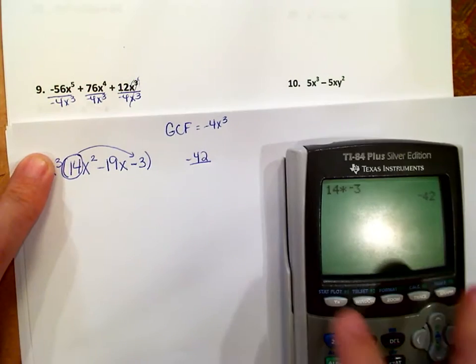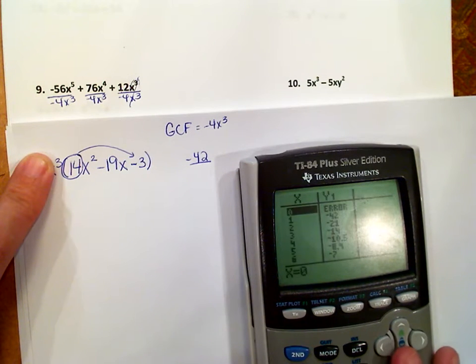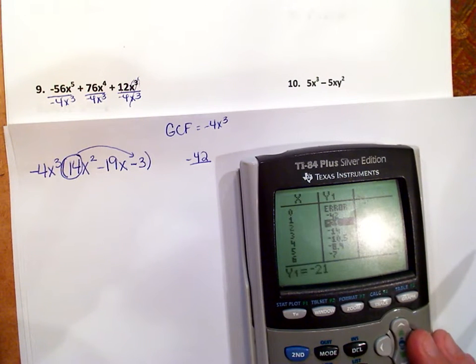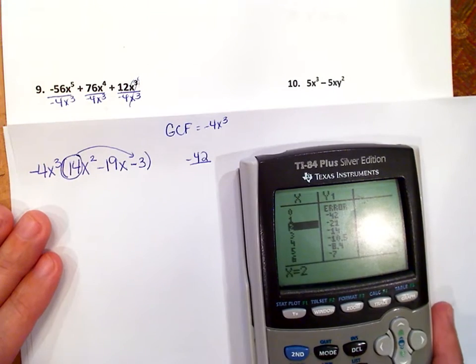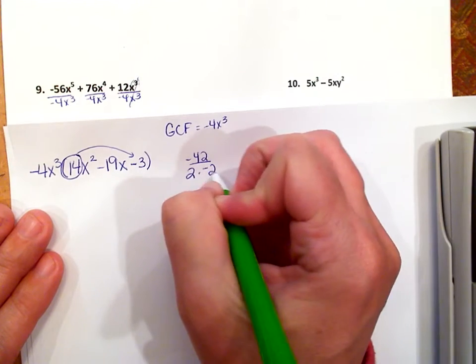So then we're going to use our calculator, and you're going to type in negative 42 divided by x. And we can go through our table and find the pair of factors that gives us negative 19. So if you look right here, you've got 2 and negative 21. 2 times negative 21 is negative 42. And when you add those two together, you get negative 19. So these are my two factors that I'm going to use, 2 and negative 21.